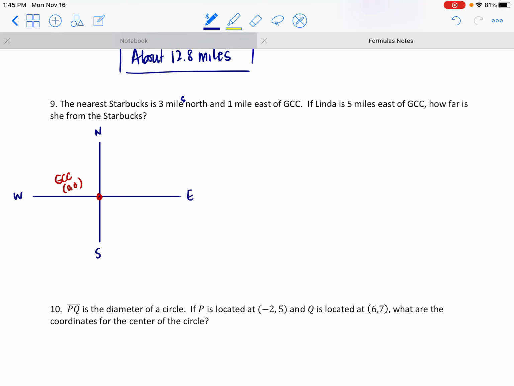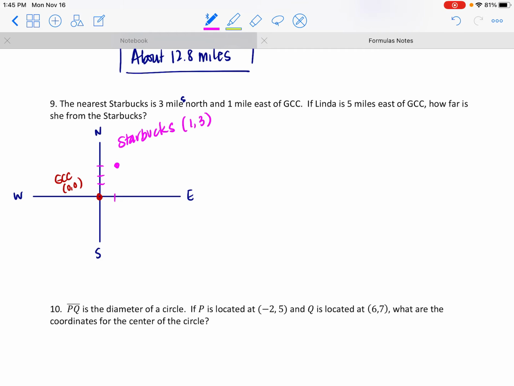And if you flipped them, it doesn't matter as long as north and south are opposites and east and west are opposites. So Starbucks is 3 miles north and 1 mile east. Where is Starbucks going to be? So 3 miles north and 1 mile east would put Starbucks right here. So Starbucks is going to be at 1, 3.